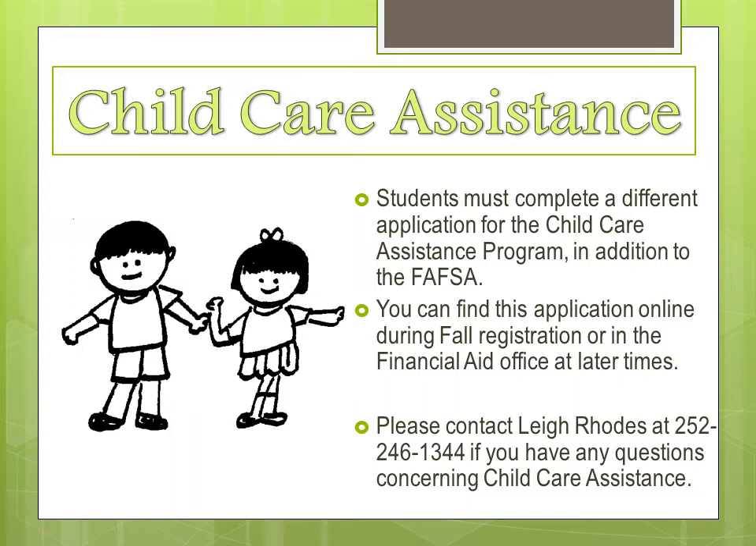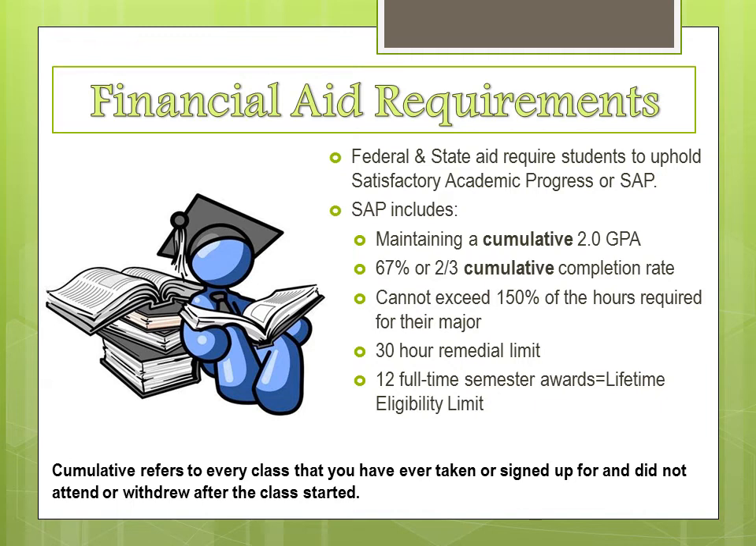Child care assistance. Students must complete a different application for the Child Care Assistance Program. You must also complete the FAFSA, and you can find the child care application online at the wilsoncc.edu website during fall registration, or you can stop by the financial aid office and pick up an application. This application may also be available at later times. If you have questions about the program, you can contact Lee Rhodes at 246-1344.